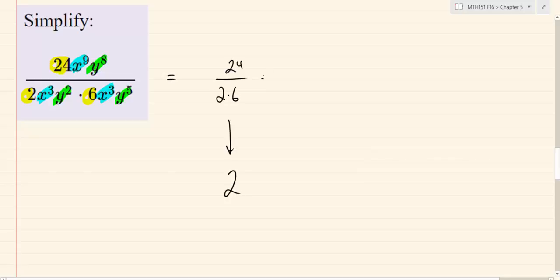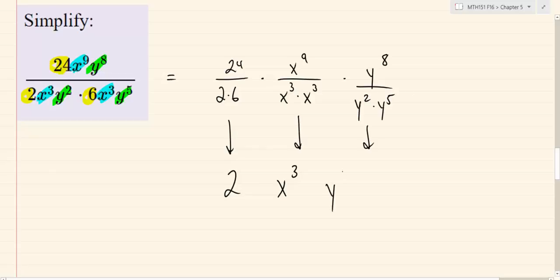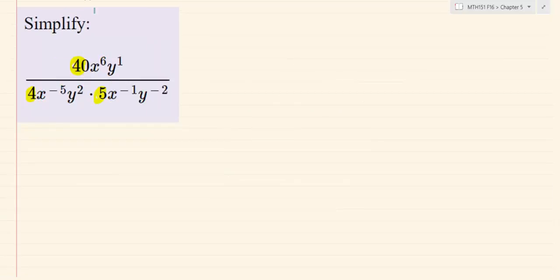If we look at the X components, we got X to the 9th, X to the 3rd, and X to the 3rd. I think this is going to be X to the 3rd. For Y's, we've got Y to the 8th, Y to the 2nd, and Y to the 5th. Just Y, or if you really want to, you could say Y to the 1st power. You're identifying the numbers, you're identifying things that are base X, and then you're also going to identify things that are base Y.